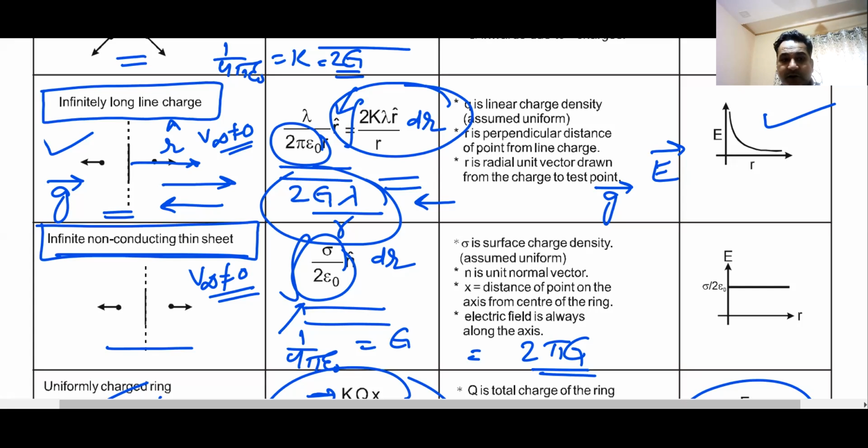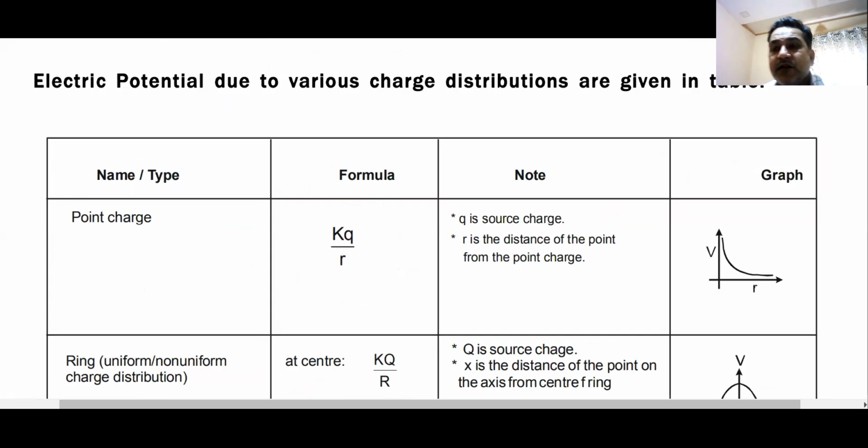In the next class, what we are going to do is deal in potentials. We have already started the topic of potential. We'll be dealing with the potentials of some types of charge distribution, so we'll be going in detail and studying these charge distributions. I would be very glad if you can go through this table. Almost whatever you require is given in this table.